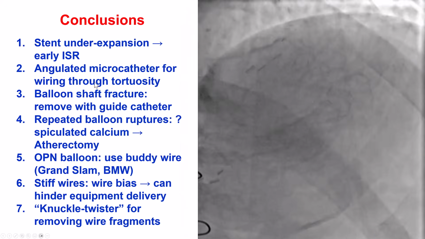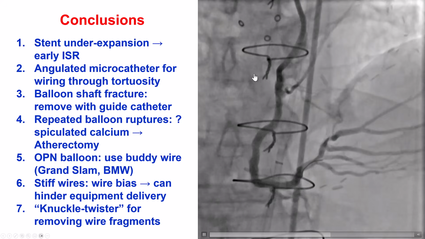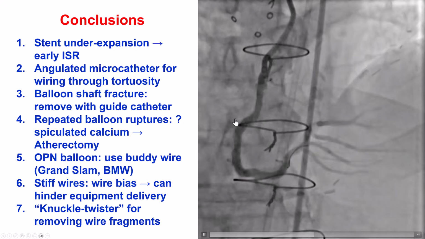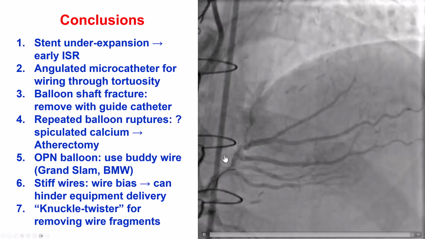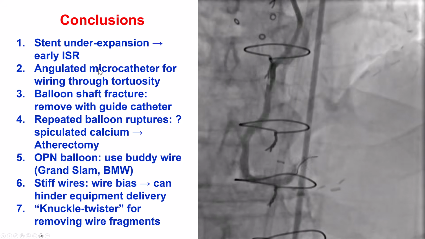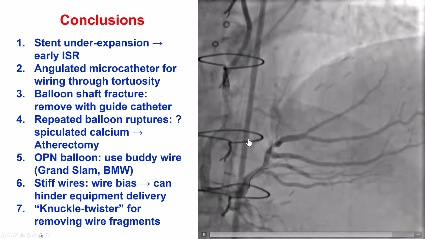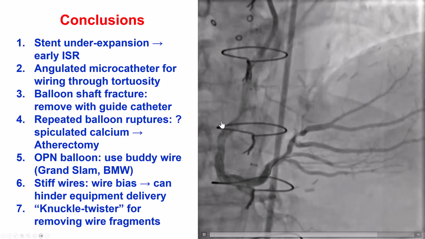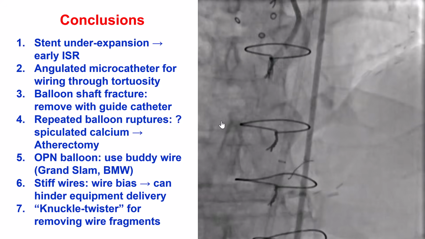Several lessons from this case. The first one is that stent under-expansion can lead to in-stent restenosis, which is high risk, especially in heavily calcified and tortuous vessels. Second, to get through an area of tortuosity, the mid-RCA in our case, we had to use an angulated microcatheter, which worked out pretty well.